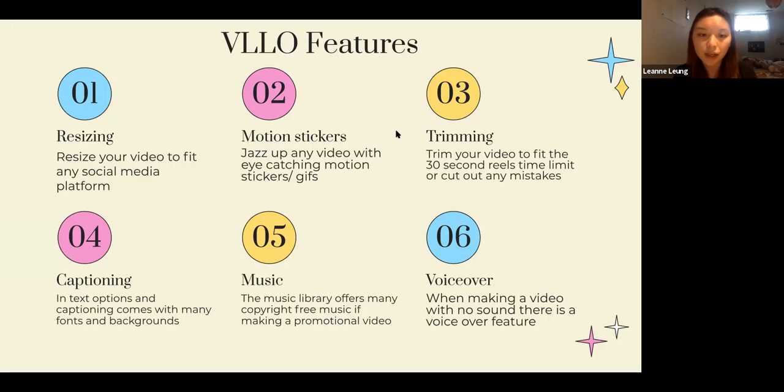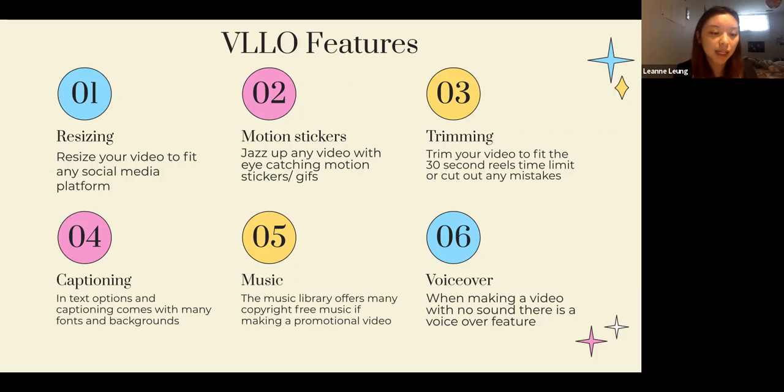And then there's motion stickers, which jazz up any video. It's like eye-catching GIFs or stickers. There's trimming, so you can make your videos fit 30-second reels or cut out any mistakes. So if you're maybe making a longer video or a shorter video and maybe you have too many pauses, or you didn't really like what you said in one part and you want to cut it out, this is really easy to use if you have anything that you want to cut out or trim to fit a certain time or just to make those little changes.